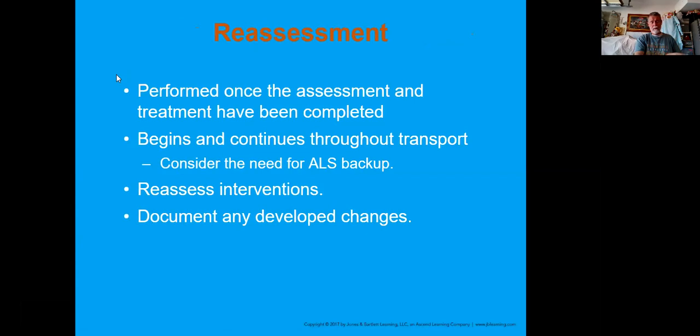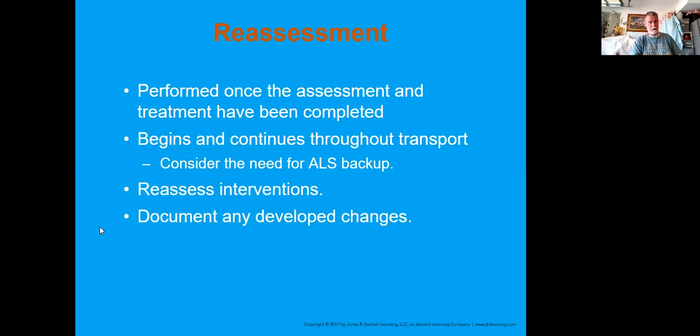Reassessment, again, is it 5 minutes? Is it 15 minutes that we're going to be assessing our patients? Critical patients get reassessed every 5 minutes. Stable patients get assessed every 15. But obviously, reassessing your interventions, make sure what you're doing is working.